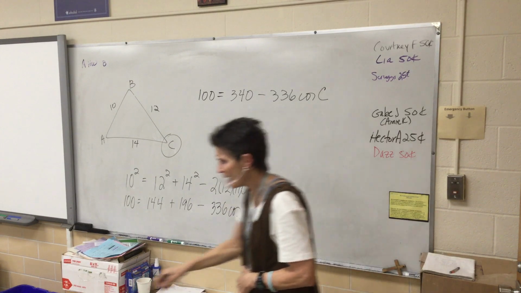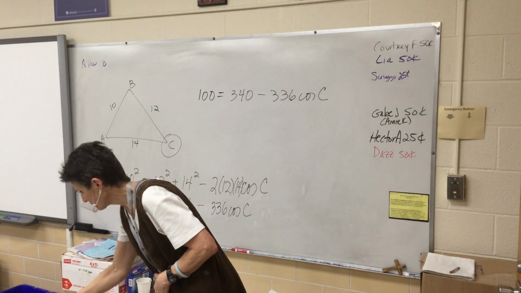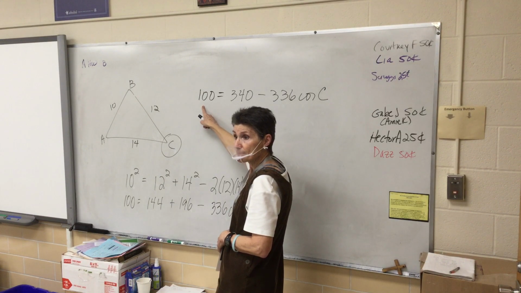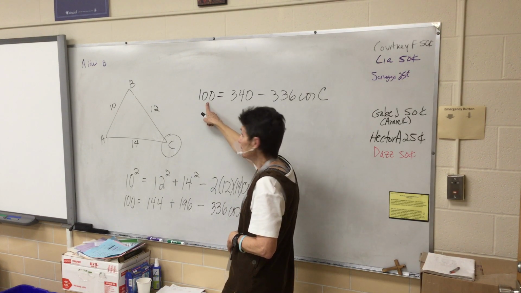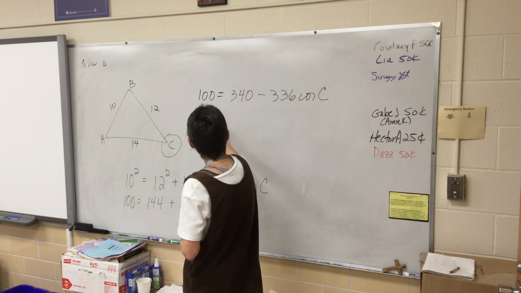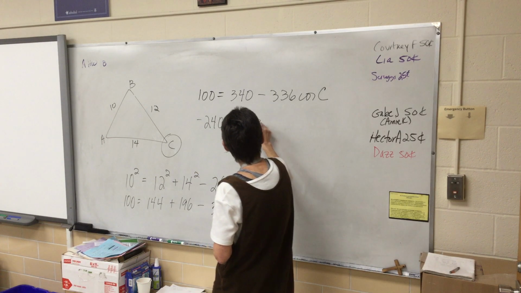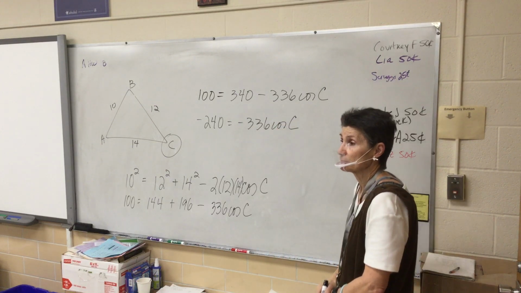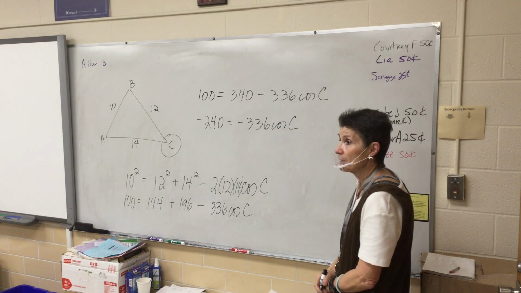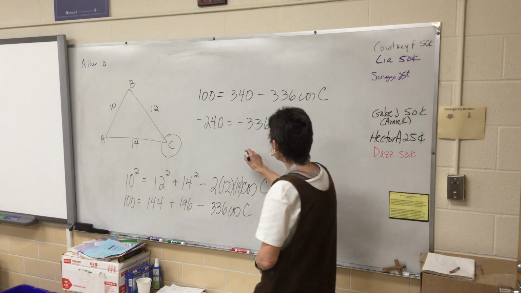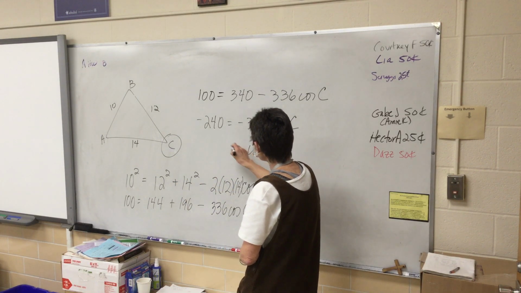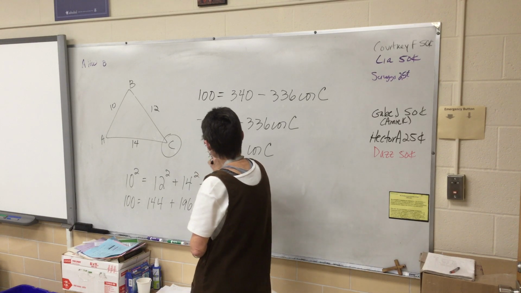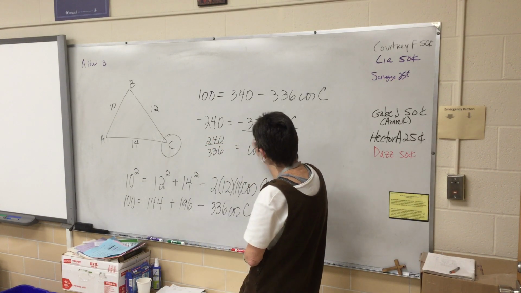So if I can't subtract them, what am I going to do? Subtract 340. Move the 340 over here. Subtract it over. So negative 240 equals negative 336 cosine C. Now we can divide. So cosine C will equal 240 over 336. Would you agree that the negatives cancel?